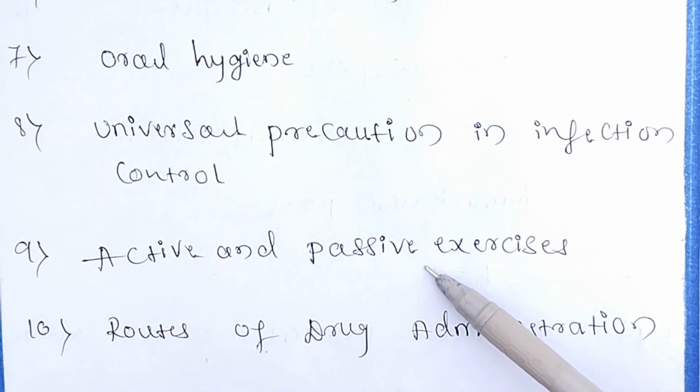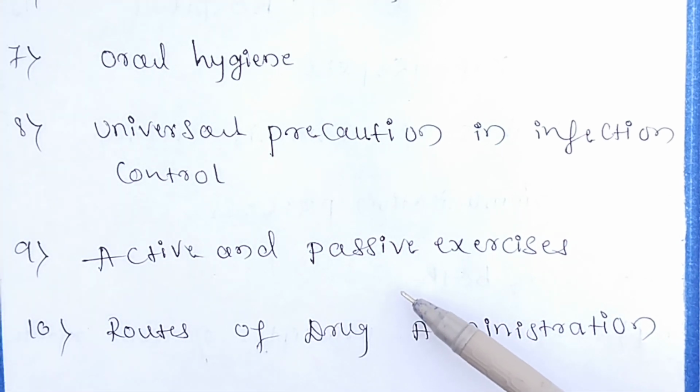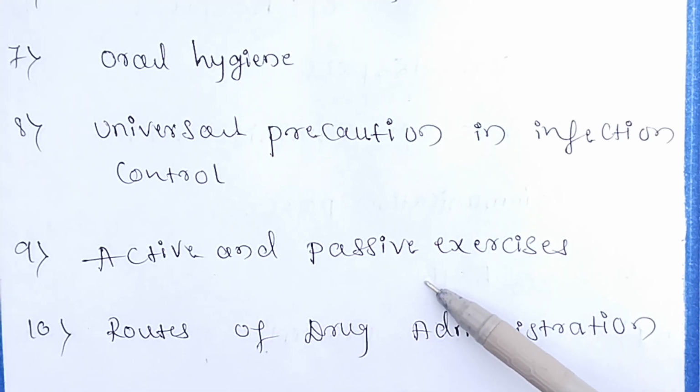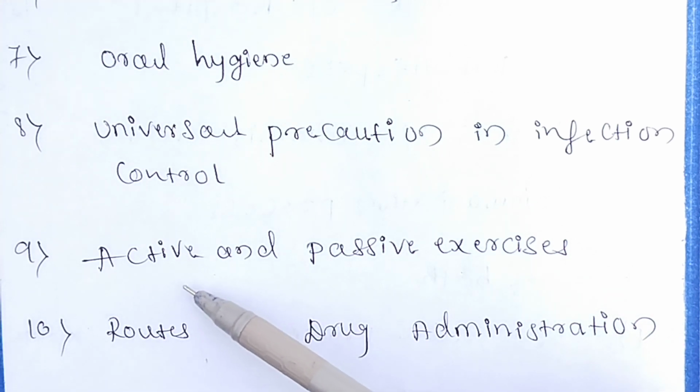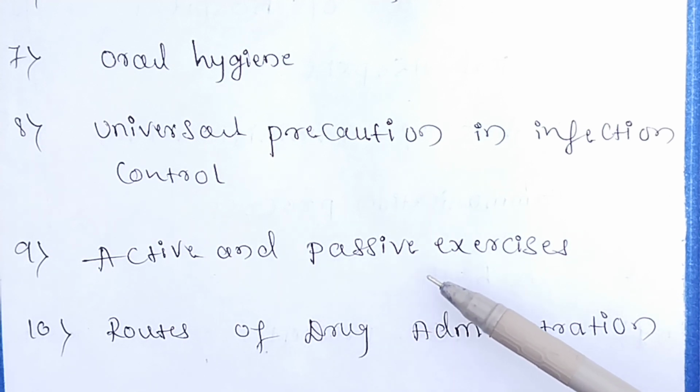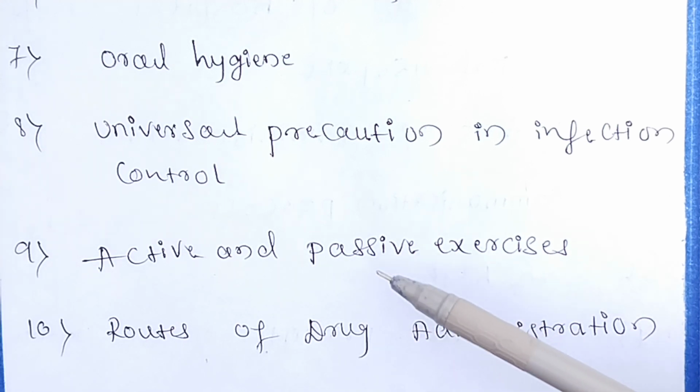Here the difference will be there. Okay, don't rush with the question, just read it well and after that write. Active means how the exercise will be going on and passive means what. Okay, active, here the patient will do the activity by himself or herself. Passive means as a nurse we have to demonstrate to them how to exercise. Okay, so many differences will be there here, so read it well and write. Next is routes of drug administration.